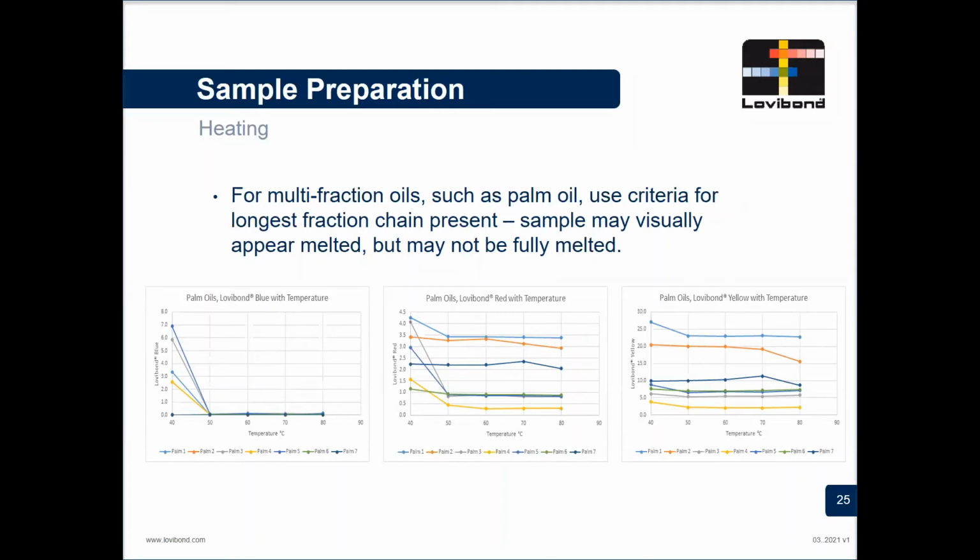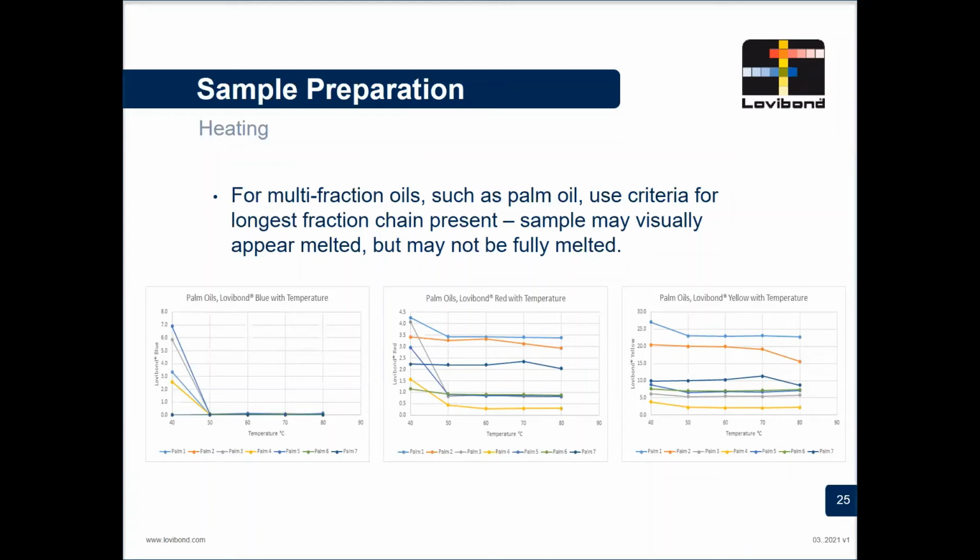These graphs illustrate this. On the left here, I have a blue measurement at 40 degrees. Now, getting blue is usually an indication on something like a palm oil that it's turbid, it's cloudy. So heating it a little bit more, in this case to 50 degrees, gets rid of that blue component. So we need to heat it hotter if we see a blue value on a palm oil, because we should only be seeing red and yellow, because it's amber in color.